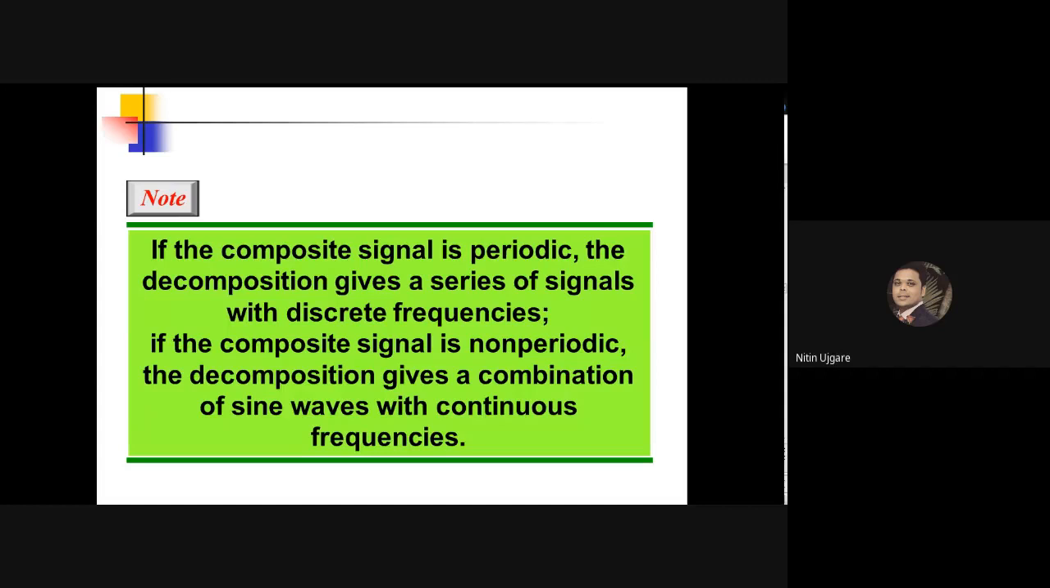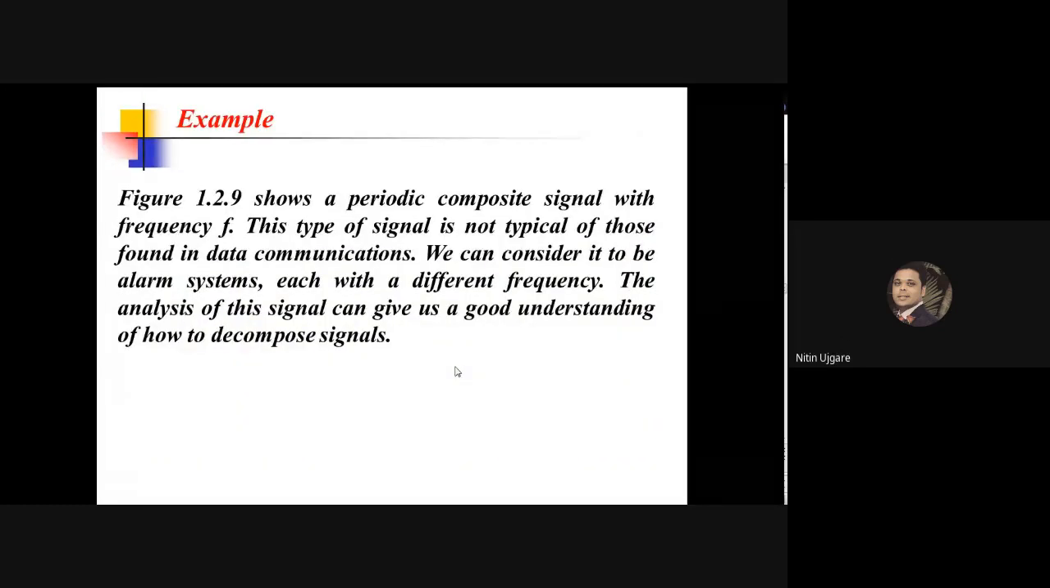Okay, so your non-periodic signals always contain a continuous value of frequency, whereas your periodic signals contain discrete value frequencies. In the next slide, we'll see the periodic composite signal with the frequency f. And this type of signal is not typically used or found in data communication.